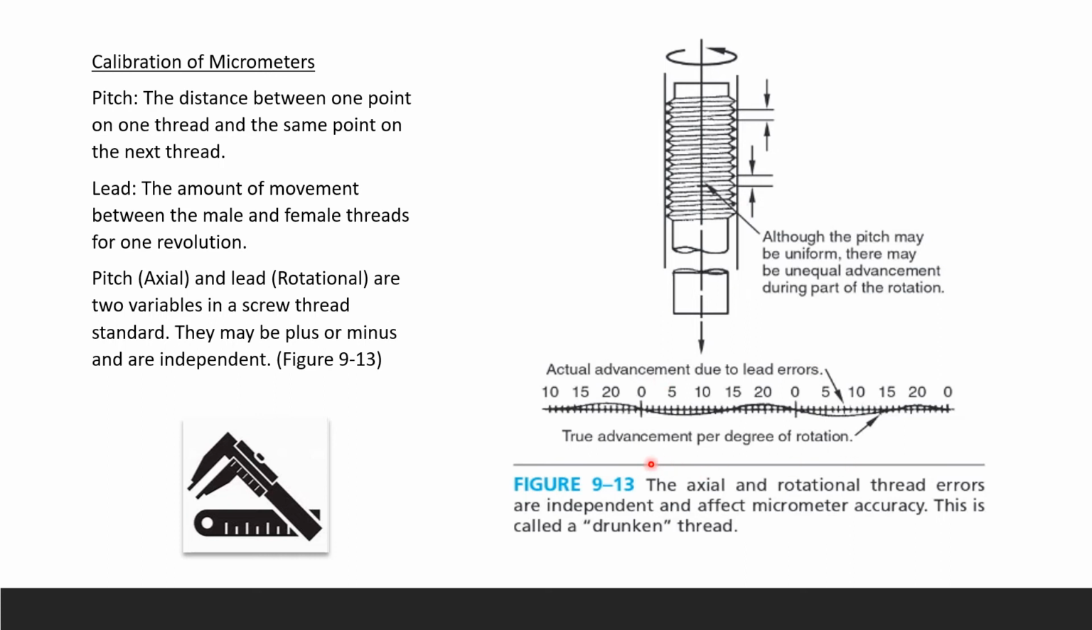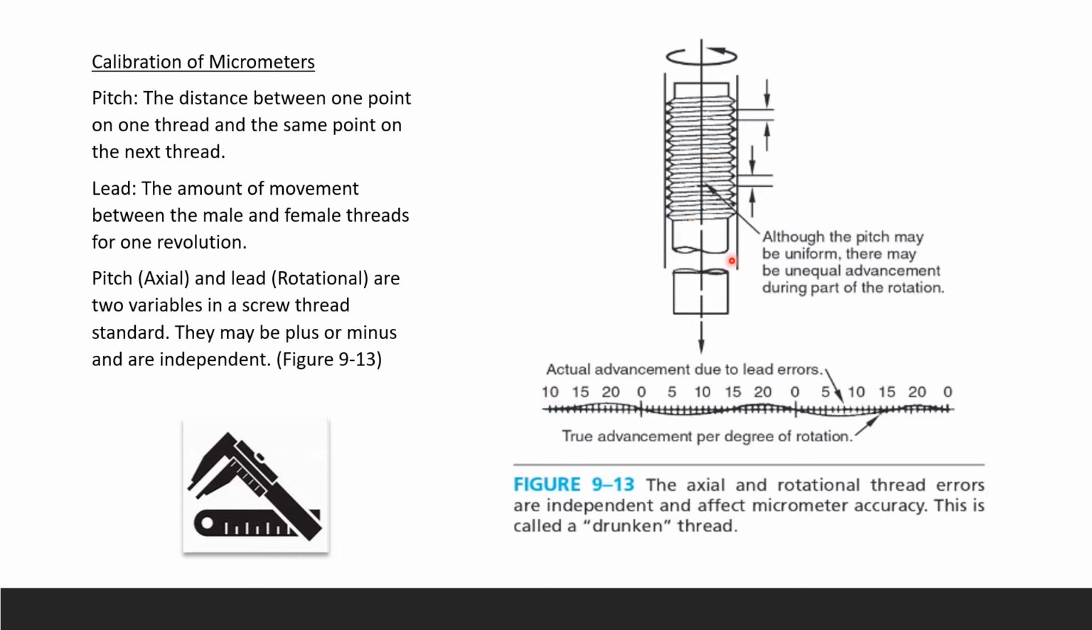So here, true advancement per degree of rotation. In your graph, you're going to see it like this. The actual advancement due to errors is going that way, and then you have little up and down errors right there.